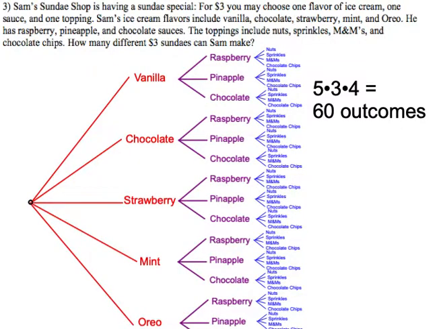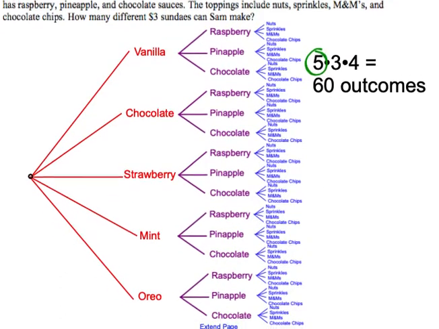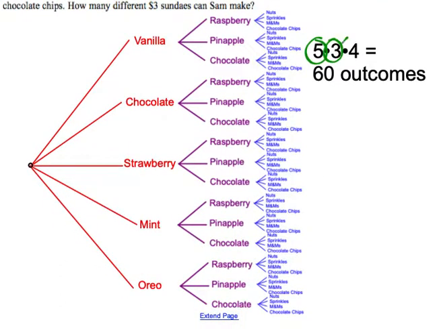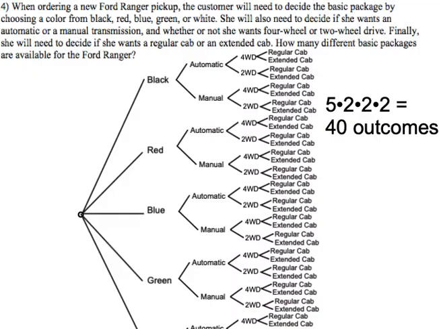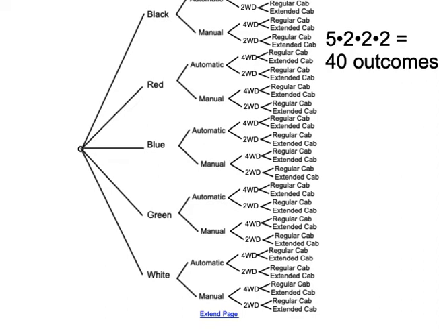Number 3. On this one we had 5 different ice cream flavors, 3 different sauces, and 4 different toppings, giving us 60 different outcomes, or 60 different sundaes. Number 4, there were 5 different colors of Ranger. There were 2 transmissions, 2 drivetrains, and 2 cabs, giving us 40 total outcome possibilities for this Ford Ranger.